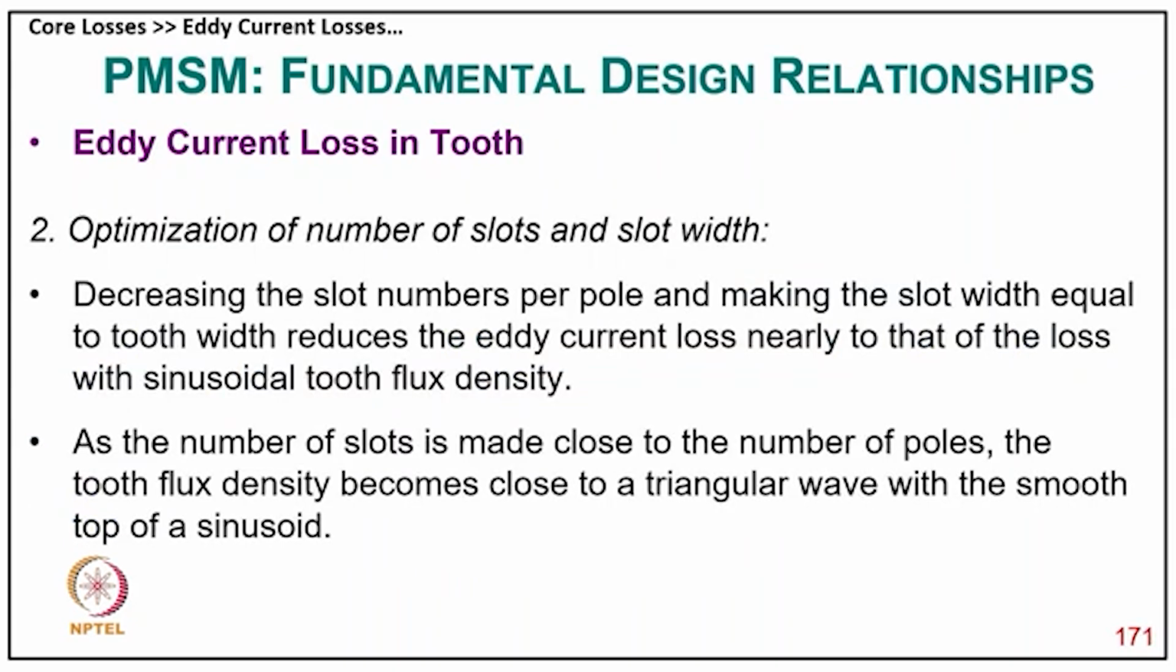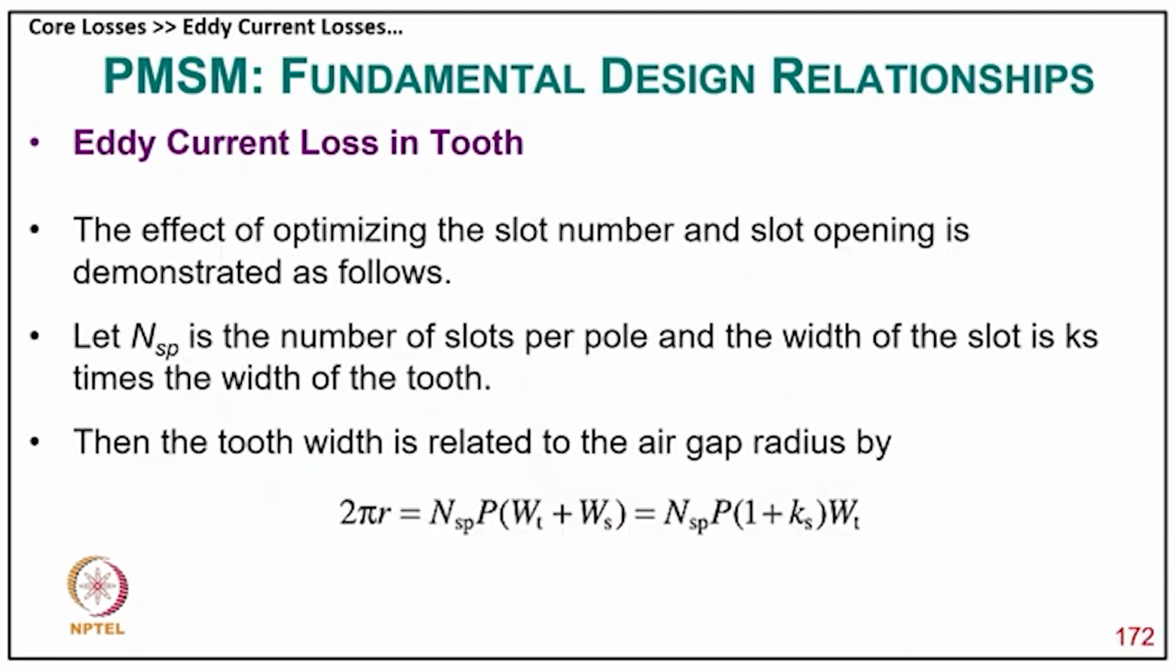Now coming to the second, optimization of the number of slots and tooth slot width. Decreasing the slot number per pole and making the slot width equal to the tooth width reduces the eddy current loss nearly to that of the loss with the sinusoidal tooth flux density. And as the number of slots is made close to the number of poles, the tooth flux density becomes closer to a triangular wave with a smooth top of a sinusoid. So, the effect of optimizing the slot number and slot opening is demonstrated as follows.